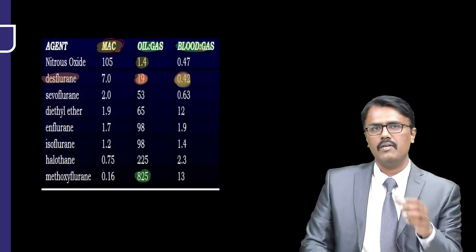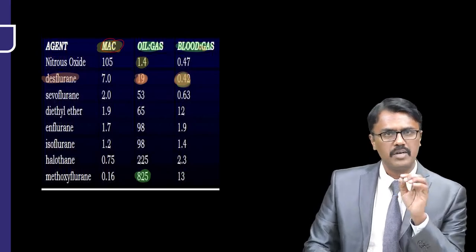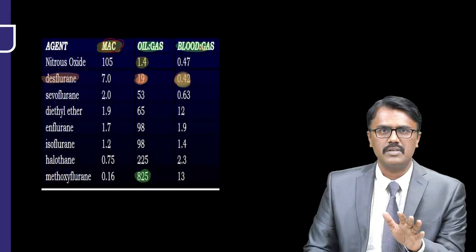One more is MAC, minimum alveolar concentration. Lower the value, the drug is more potent. Higher the value, the drug is less potent. That's it. Okay, now what I will do is I will show you a chart. You pause the video and try to answer these questions.